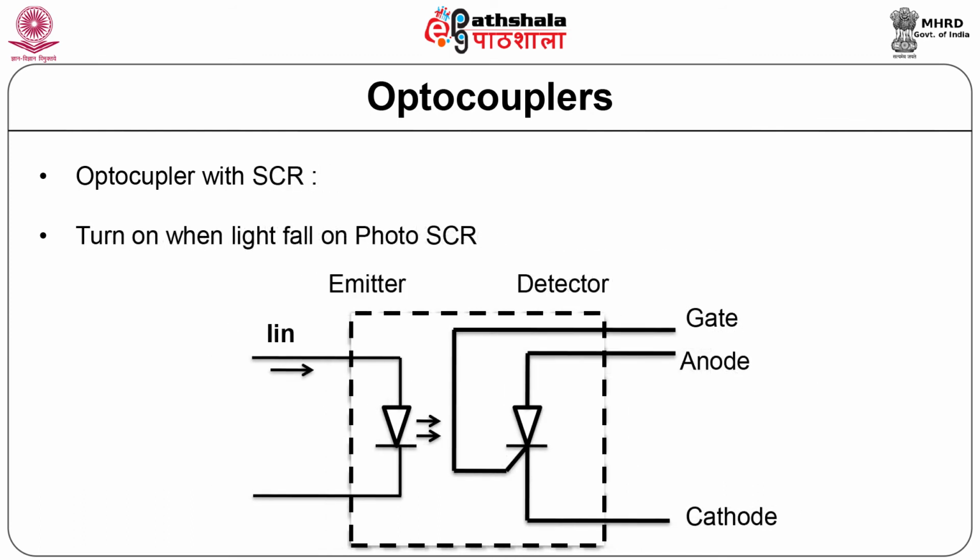Photo SCR output. If the output section of an optocoupler is a photo SCR, the coupler functions to switch the positive half of AC voltage across the load, operating under the same principle as an ordinary SCR circuit. The SCR gate current is achieved through the photovoltaic action produced by the infrared light impinging on the SCR gate, while optically isolating the input and output circuits of the optocoupler.